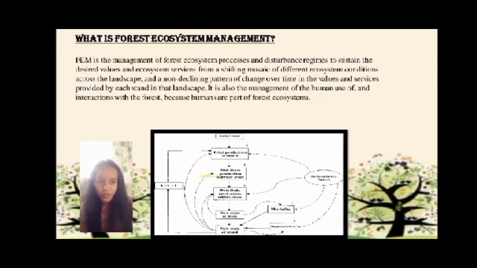So FEM is the management of the values and services of the ecosystem conditions provided by the landscape, and it is also the management of the human because human is part of the forest ecosystem.